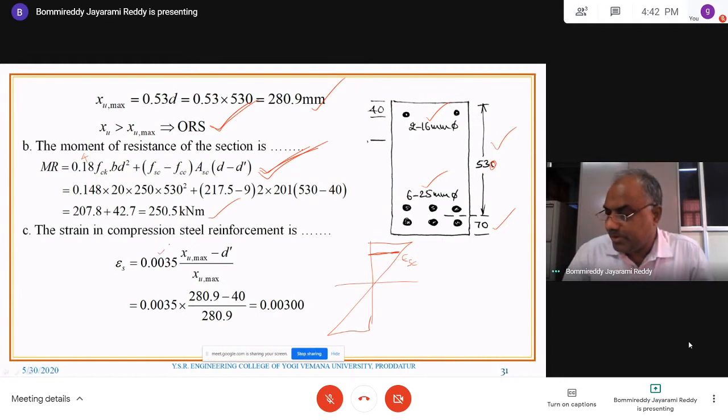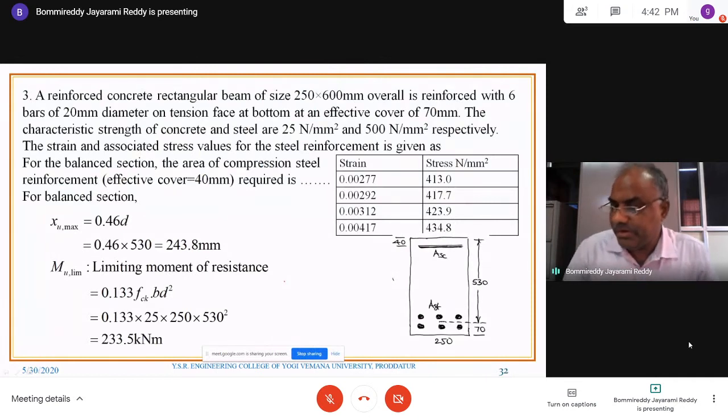ESC will be 0.0035 times (XU minus D dash) by XU. Here it is over reinforced section. So X is limited to XU maximum, and accordingly this will be the strain. Sometimes this may be the question. Now look at this clearly.